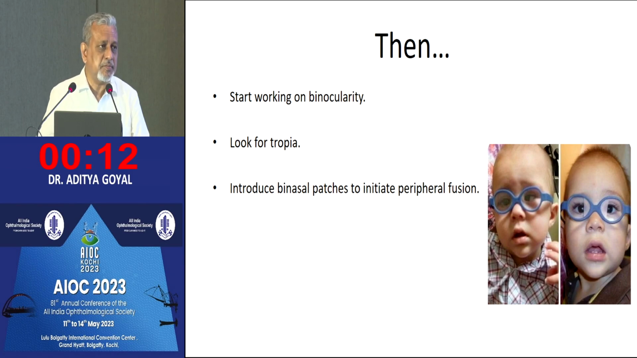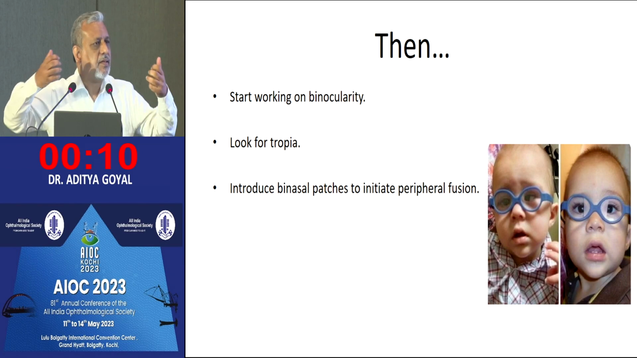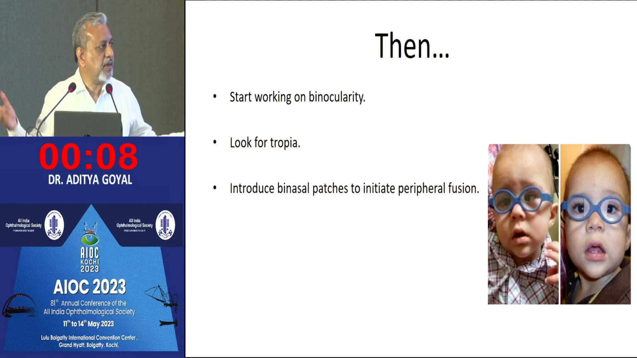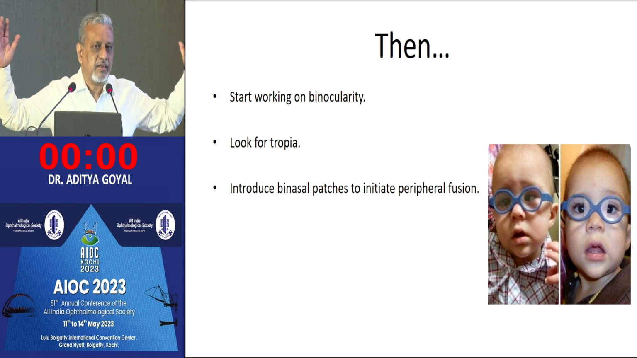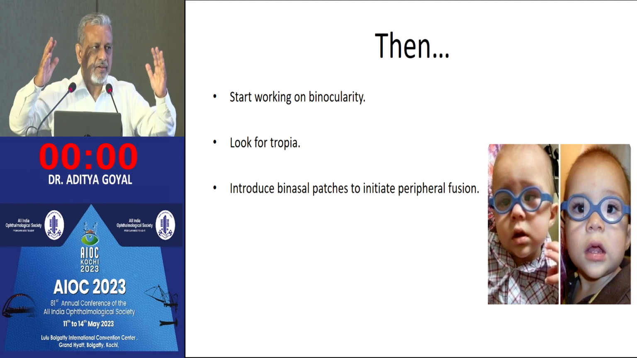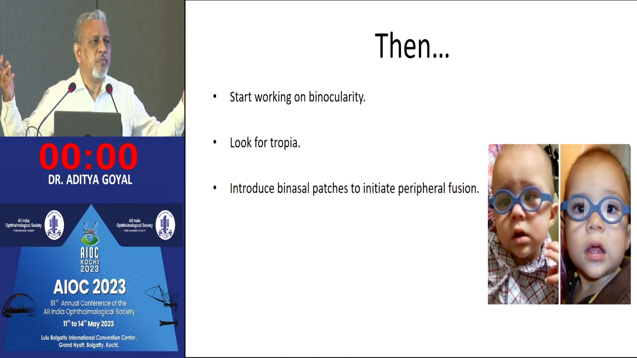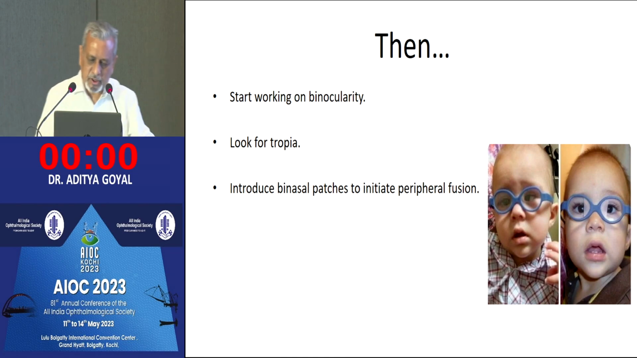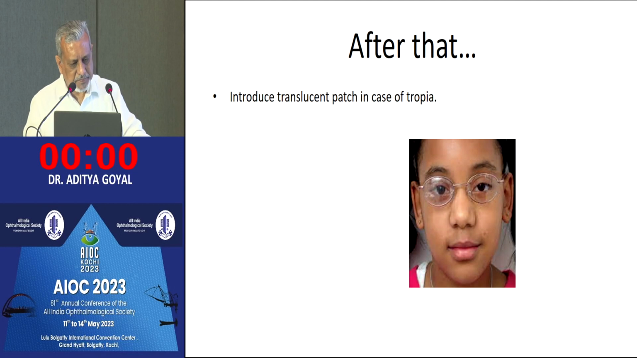It's a wrong perception that the binasal patch is going to push the eye out and it can be used only in esotropia. It's not so. It is to induce peripheral fusion and not to push the eye out or in. These kids have very centralized viewing, and that has to become more peripheral because that is most important in binocularity.